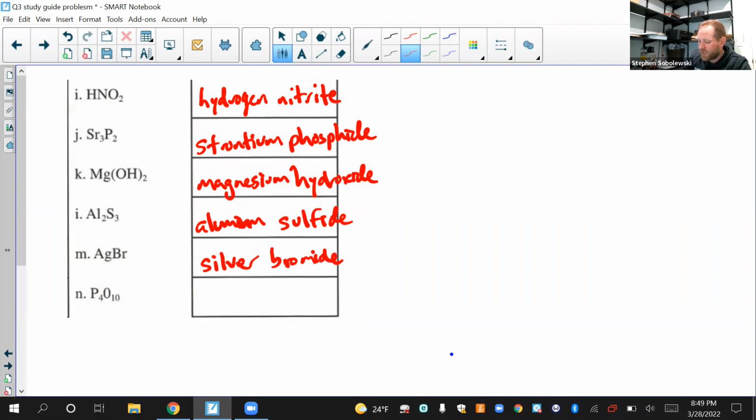Even though silver is kind of smack dab in the middle of the transition metals, you're not going to use Roman numerals for this because it has a known consistent charge. It's part of what I call the 3-2-1 rule, from aluminum down to the left. It's 3 plus, 2 plus, 1 plus. Silver is always 1 plus.